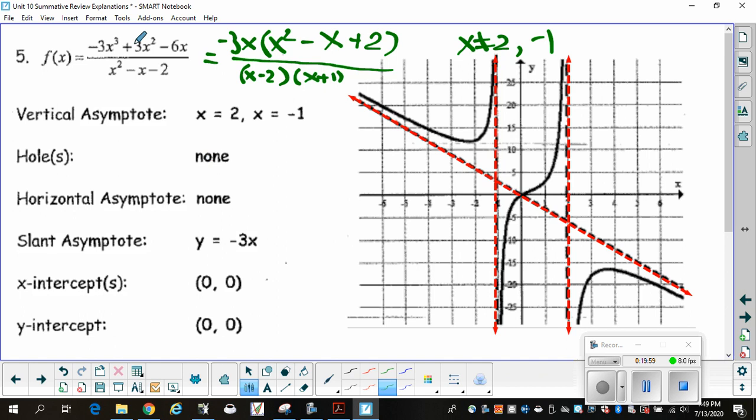A horizontal asymptote. I have x cubed over x squared. So if I give myself a 0 for x cubed in the denominator, and then I set the lead coefficient over lead coefficient, -3 over 0 is undefined, so there's no horizontal asymptote. That would indicate that there might be a slant. There is a slant. How do I know? The degree of the numerator is 1 more than the degree of the denominator. So again, I have to do my division.